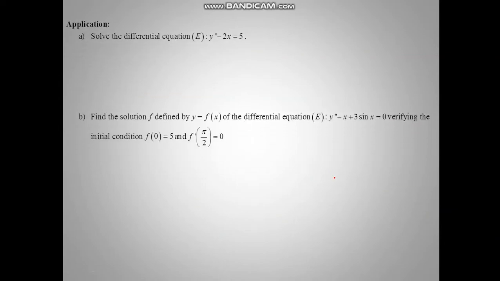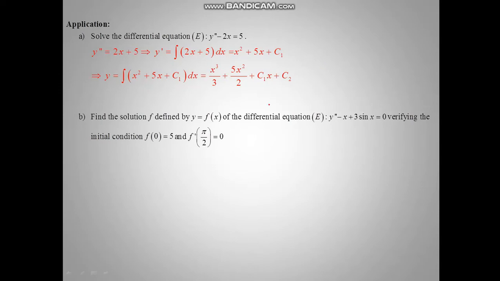Okay, let us take another application. We have y double prime minus 2x equal to 0. We find first y double prime is equal to x plus 5. Integrate the first time, we get x squared plus 5x plus c1, and another integration to get this one. Very easy to check by yourself.